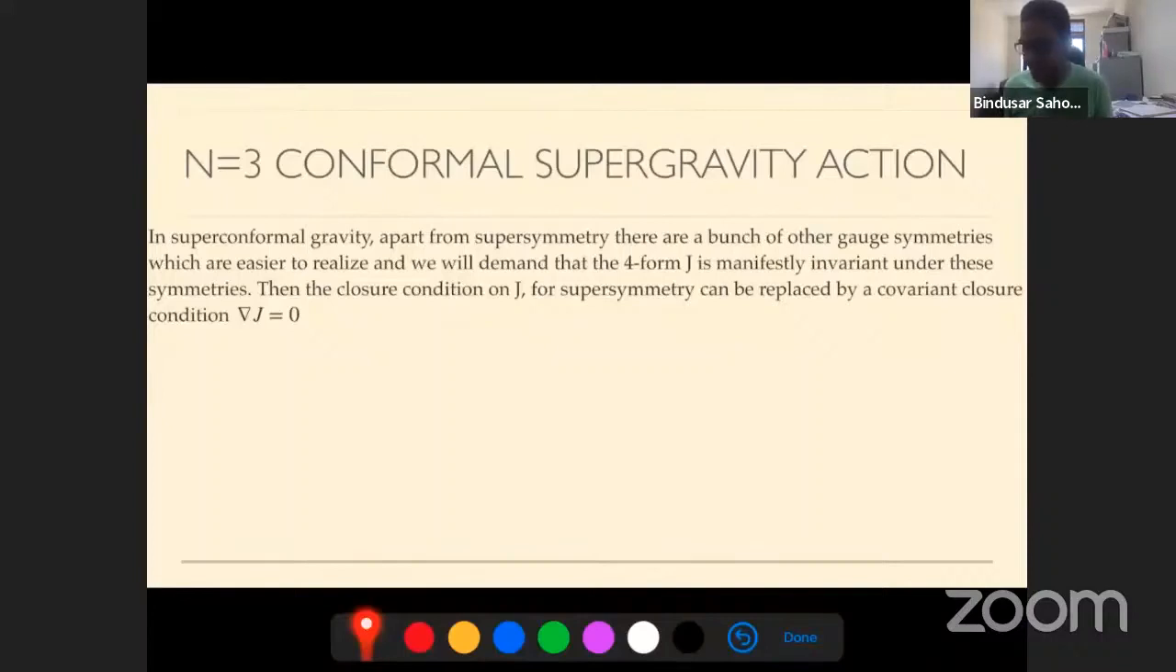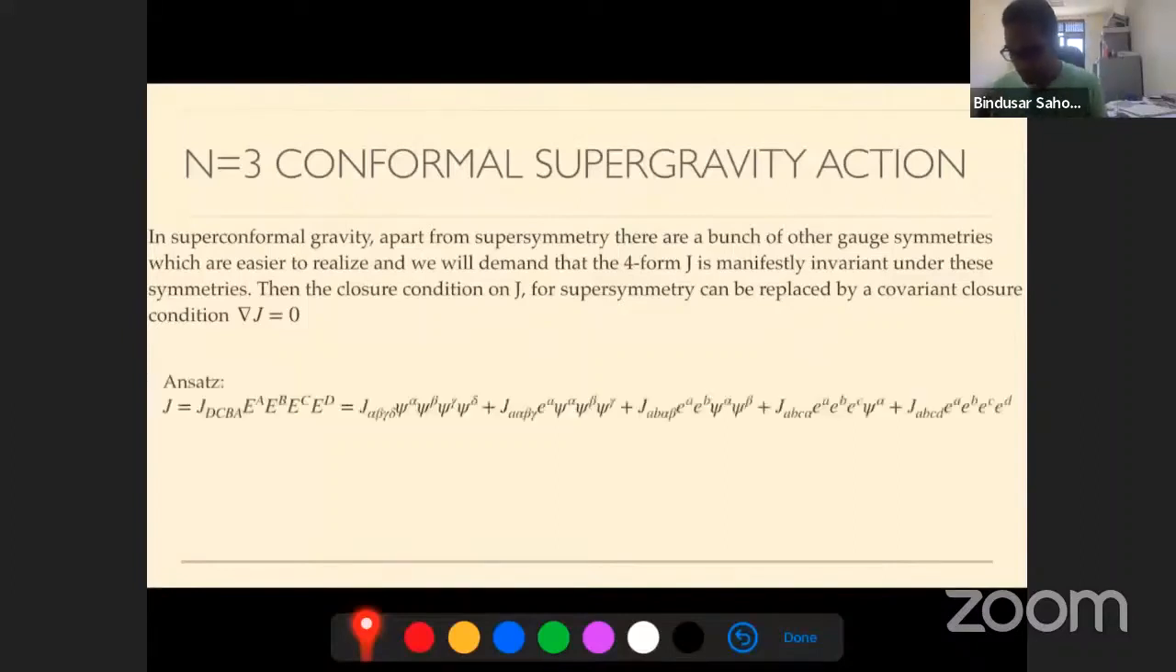But now, since J is manifestly invariant under the other symmetries, I can replace the closure condition by this covariant closure condition, where this covariant exterior derivative is covariant with respect to the other gauge symmetries. Because J is manifestly invariant under those symmetries, dJ is the same as nabla J, and so we can instead demand nabla J equal to 0. The reason we are doing this is that it gives a nice systematic way to carry out our work. Otherwise, this is the same as dJ equal to 0.